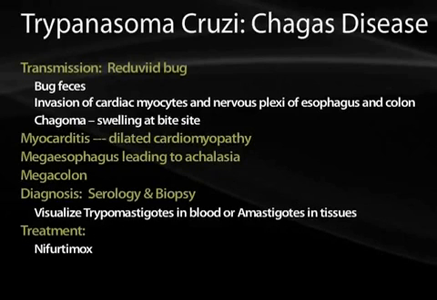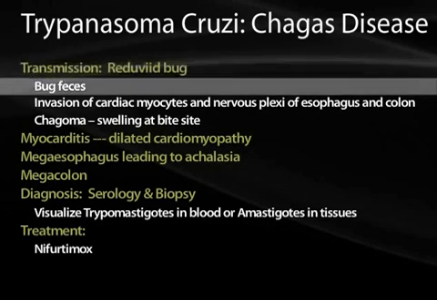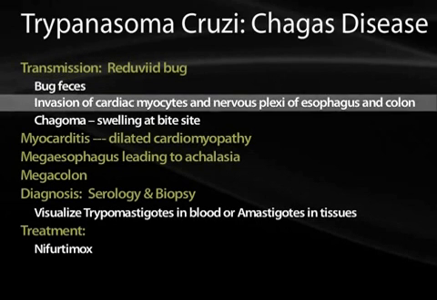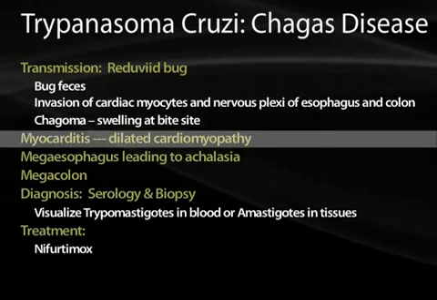Trypanosoma cruzi is the causative agent in Chagas disease. Transmission is through the reduviid bug. The bug bites us, and we get infected through its feces. It invades into us, into the cardiac myocytes, into the nervous plexi of the esophagus and colon. You get a chagoma, which is swelling at the bite site. Chagas disease causes myocarditis and a dilated cardiomyopathy.